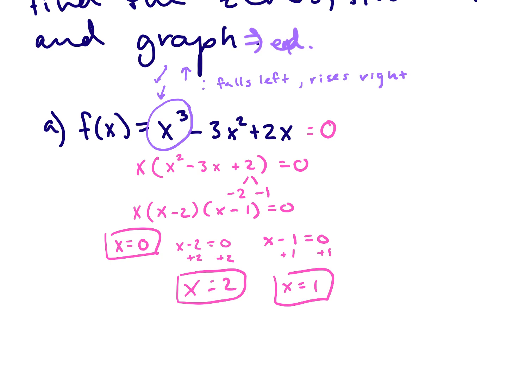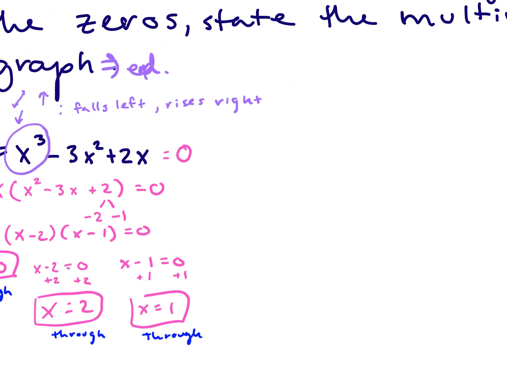At each of these points, do I have any multiplicity? No. So is it going to go through or touch and turn? Go through, and go through. So I can put it on my graph. I'm going to put all 3 of these points. So I have 0, 1, and 2. So there's my x-intercepts.